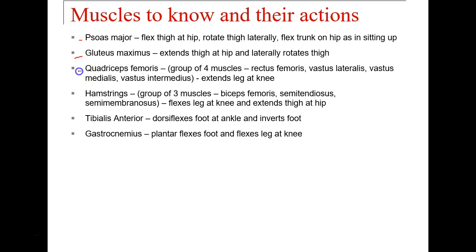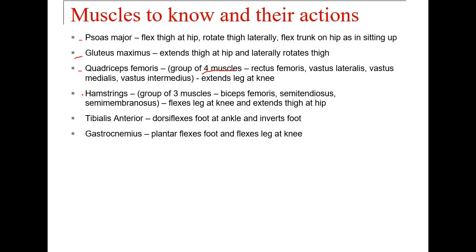Quadriceps femoris, we're going to see 4 individual muscles making up this group. So quadriceps, quad is 4, ceps is head at the femur, so 4-headed muscle at the femur. This means we have rectus femoris, vastus lateralis, medialis, and intermedius. We are extending the leg at the knee.